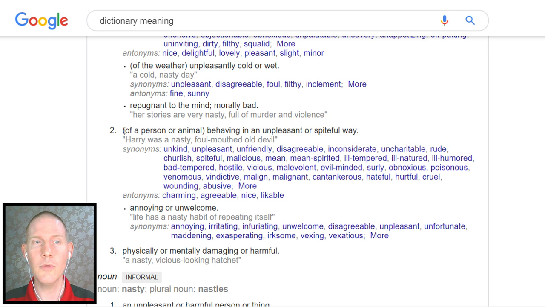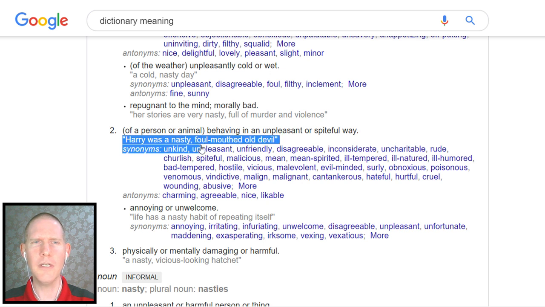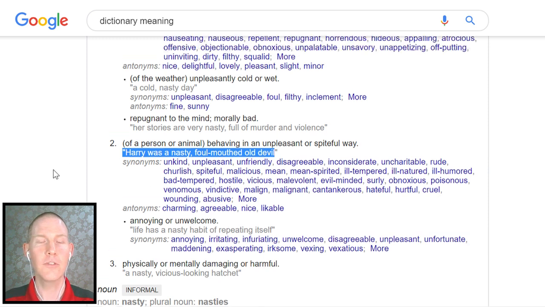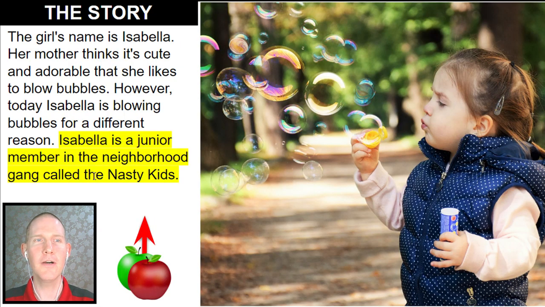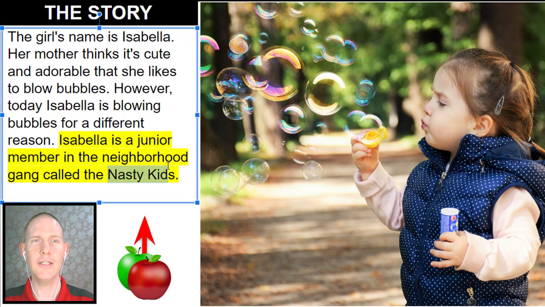However, it can also be of a person or an animal. So behaving in an unpleasant or spiteful way. Spiteful means mean, right? Harry was a nasty, foul-mouthed old devil. And we have synonyms: unkind, unpleasant, unfriendly, disagreeable, and a whole bunch more. So nasty is a useful word. All right, so let's go back. So the name of this gang is called the Nasty Kids.